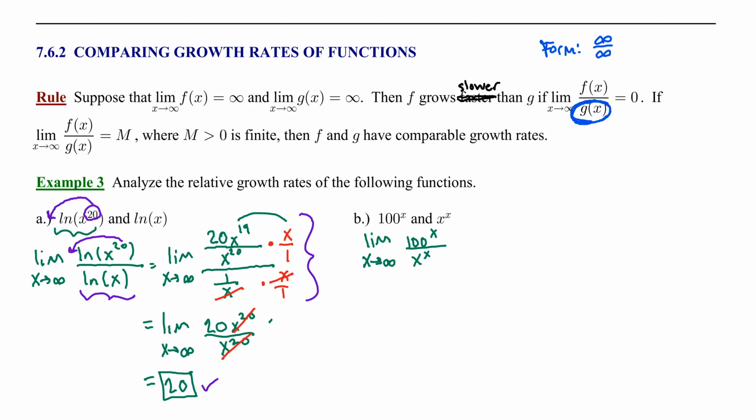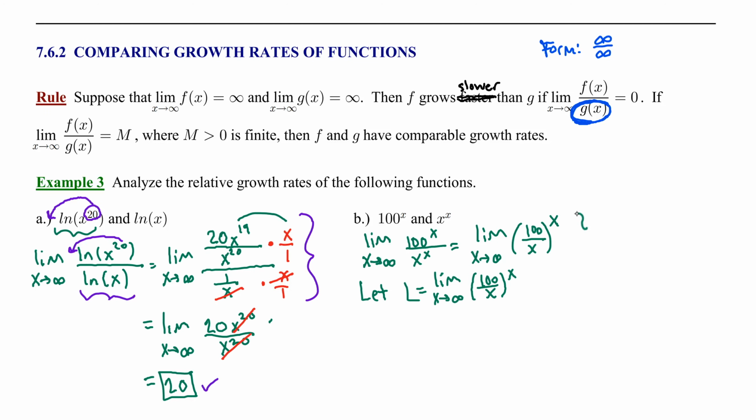Well, here's another option. Let's rewrite this as the limit as x approaches infinity of 100 divided by x, raised to the x power, because they both share that common exponent. Then let's go ahead and introduce a left side. Let L equal the limit as x approaches infinity of 100 divided by x raised to the x power. We're going to make use of logarithms to calculate this limit.